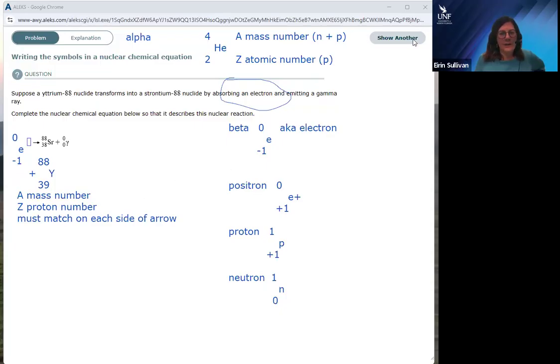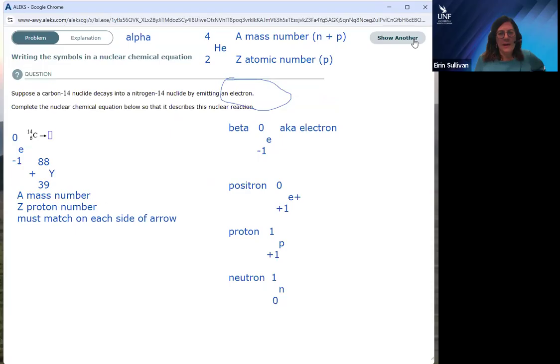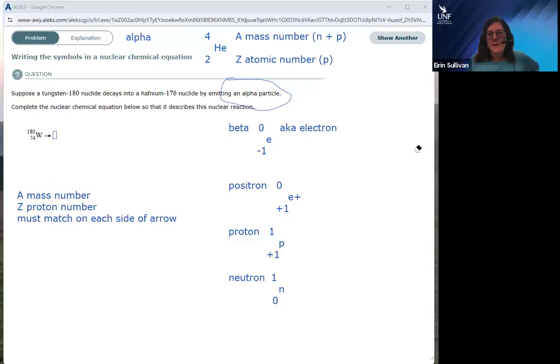I'm just going to quickly see what other kinds of decay we might be asked about. Emitting an electron, absorbing an electron, emitting an alpha particle. There we go. Let's do that one as well, just to make sure we've done all the things. So if we are emitting an alpha particle, remember an alpha particle is a helium nucleus. So helium-4 nucleus. So 2 protons, 2 neutrons. So we want to make sure that this is balanced.